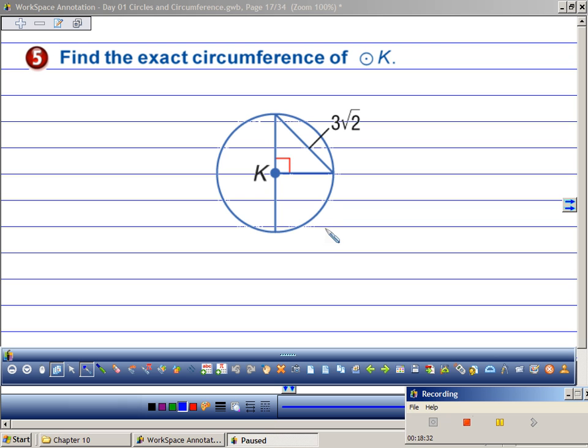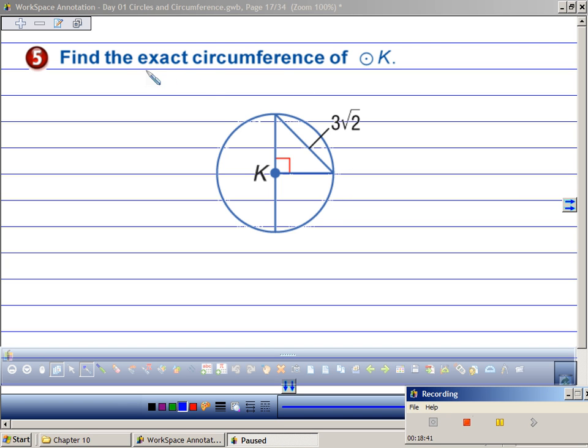So here's the last problem. Draw this circle, and we need to find the exact circumference. And this is where we need to leave it in that pi form. Because exact means don't turn it into a decimal and round. You need the exact value.